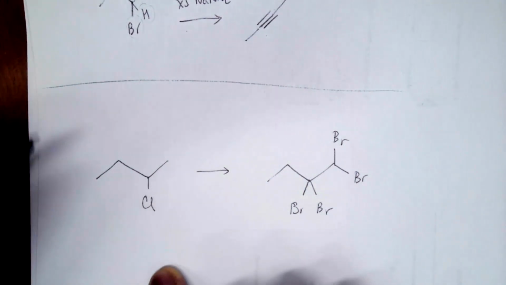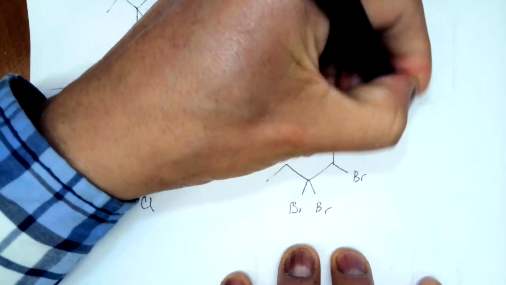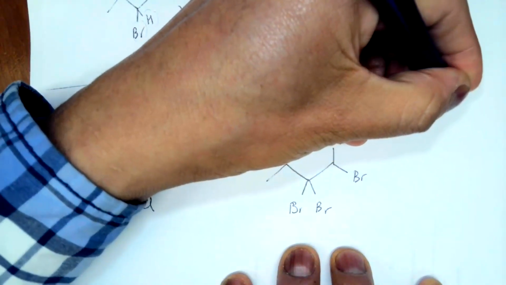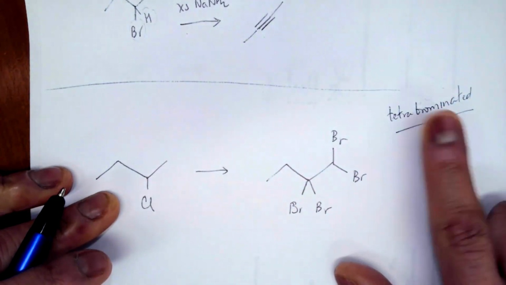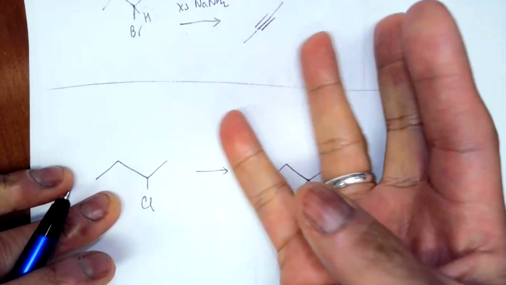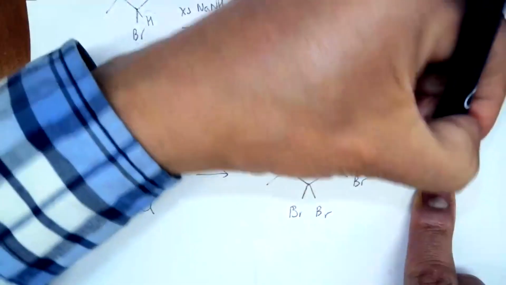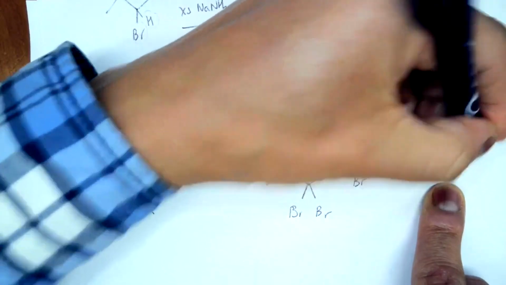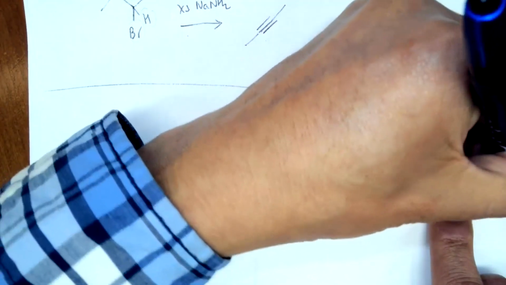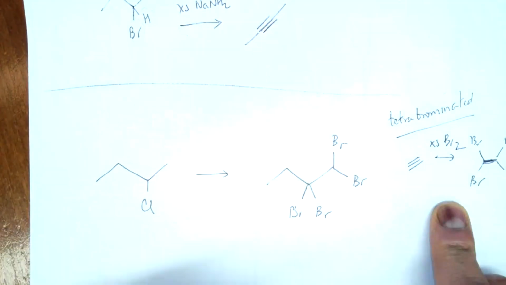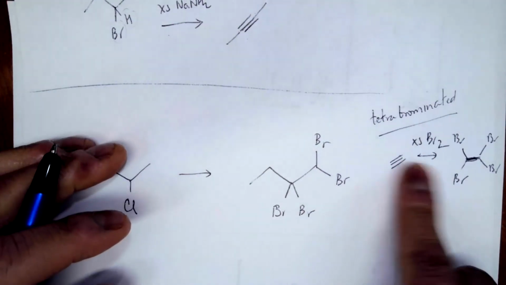Okay, so I have this compound, and the product is tetrabrominated. What reaction allows me to tetrabrominate? Out of all the ones that we have seen in chapters 7, 8, and 9, the only one that allows me to tetrabrominate is the one that has an alkyne and uses excess bromine, and I can get the tetrabromination. That's why I was telling you guys that it's so important to know the reactions. If we don't know the reactions, I can't do this.